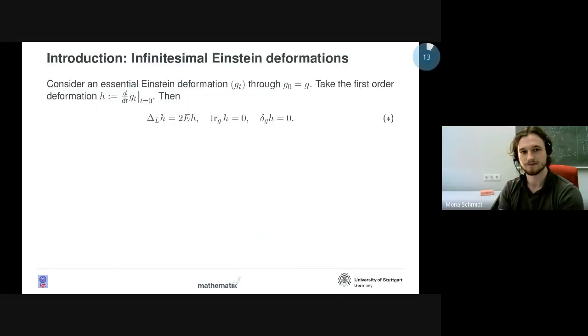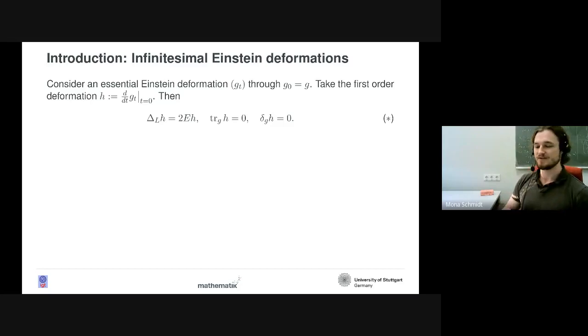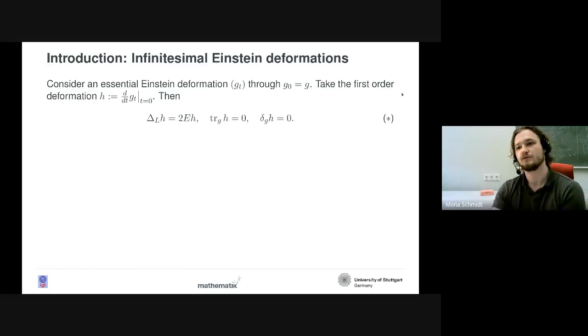All right, so we want to do some algebra. Algebra is always easier than analysis. Therefore, we linearize the problem; we consider it on an infinitesimal scale. If we have such an essential Einstein deformation that passes through our original metric g, then we take the first order deformation, which just means that we differentiate with respect to the parameter t at 0, and then our first order deformation h satisfies these three equations, which I will explain.